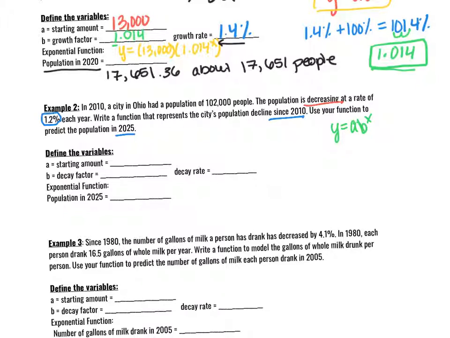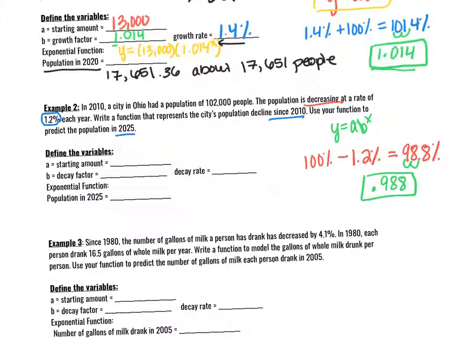But now we're decreasing. So instead of adding 100, I want to take my rate away from 100. I don't want 100% of the population, so I need to take some away from it. So I'm going to do 100% of my population minus this 1.2%. And that's going to give me 98.8%. So I take that and make that a decimal. So it's 0.988.